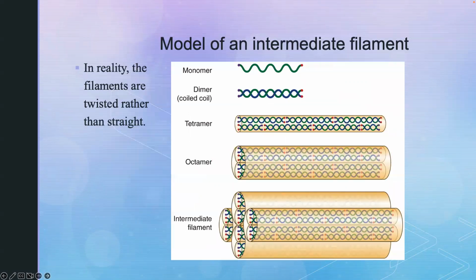So you can also begin to add these coiled coils together to form tetramers and then form an octamer, and then you start to form the intermediate filaments. So these coiled coils are linked together with disulfide bonds between cysteine residues, and that's what gives strength to the filament.